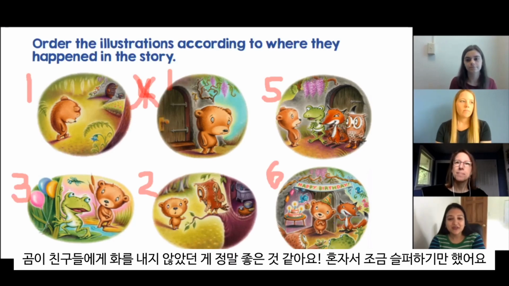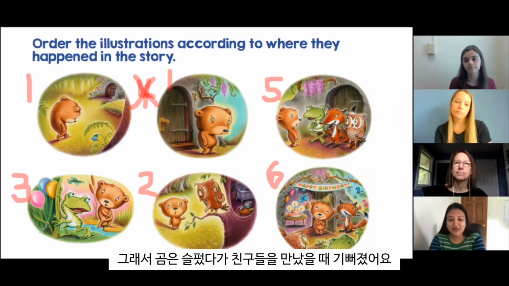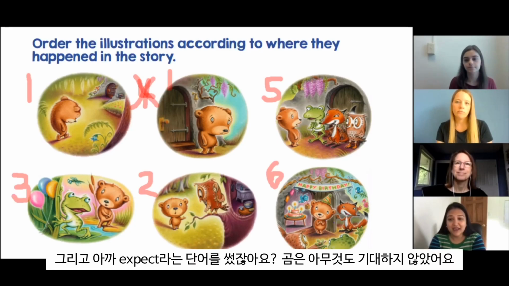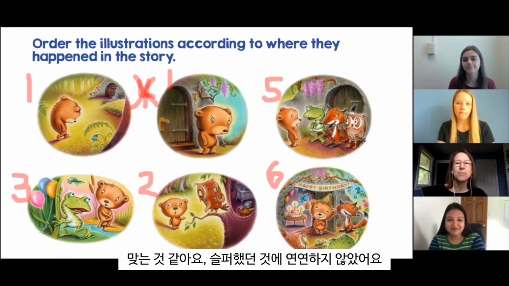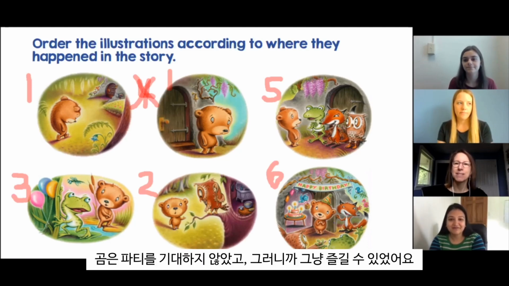I think it's really nice that Bear wasn't upset at his friends. He was just feeling a little sad himself. And so then when he met his friends, he went from sad to happy, and he kind of didn't, you used the word expect before. He wasn't expecting anything. I think he just was happy that all his friends came and celebrated his birthday. I think that's right. So he wasn't really dwelling on having felt sad. He wasn't expecting the party, and then he could just enjoy.